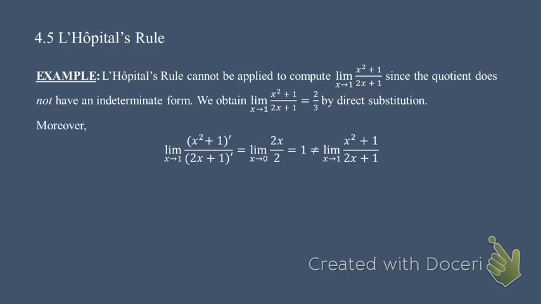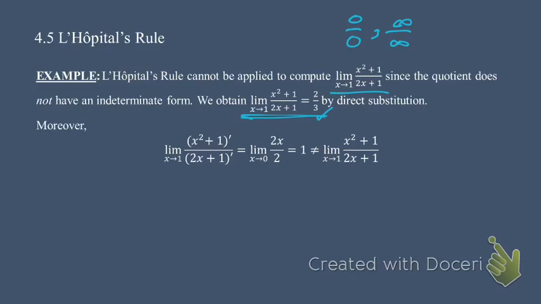Now keep in mind, when you're using L'Hopital's rule, it can't be applied to just any function. It has to be applied to one that has an indeterminate form of 0 over 0 or infinity over infinity. Let's see what happens. If I take this limit as x approaches 1, I can just plug 1 in. I get 1 squared minus 1 is 2, and then 2 times 1 plus 1 is 3, so I get 2/3. So we know from what we've been doing since day 1 that the limit is 2/3.